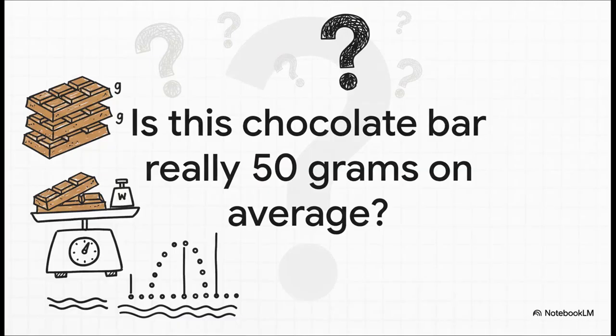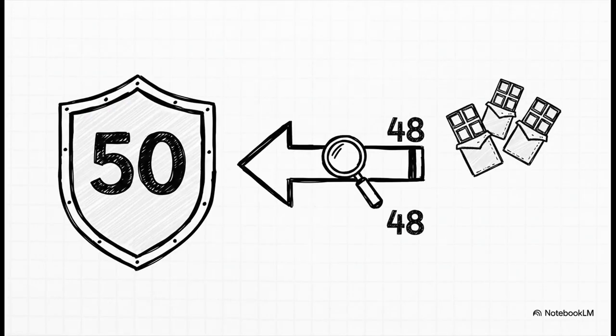All right, let's start with question number 1. Imagine a company claims its fancy chocolate bars weigh 50 grams each. So you go out, you buy a whole bunch of them, you weigh them all, and you find out the average is only 48 grams. So are you being ripped off, or is that difference just a normal random variation? To answer that question, you'd use what's called a one-sample t-test. It's designed for this exact scenario.